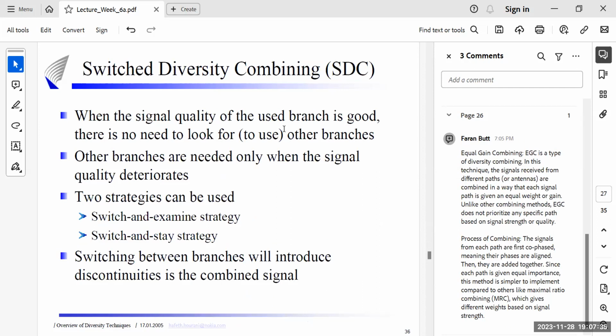Okay. The next thing is the switch diversity combining. When the signal quality of the used branch is good, there is no need to look for the other branches. So this is switch diversity combining. If you look at some branch and you feel that the quality of the signal is good, you don't need to look at the other branches, because the other branches are only needed when the signal quality deteriorates.